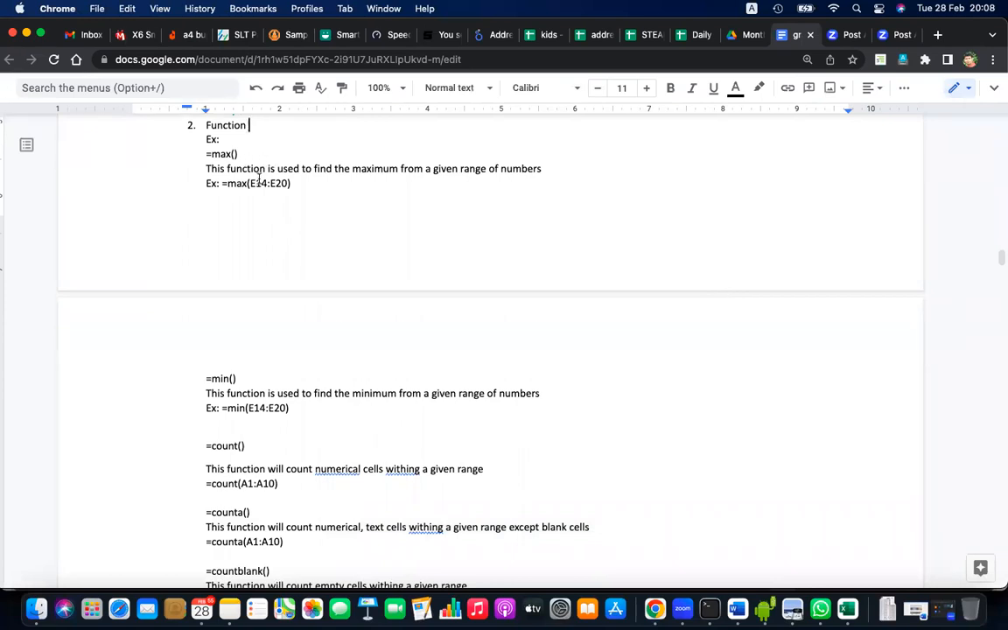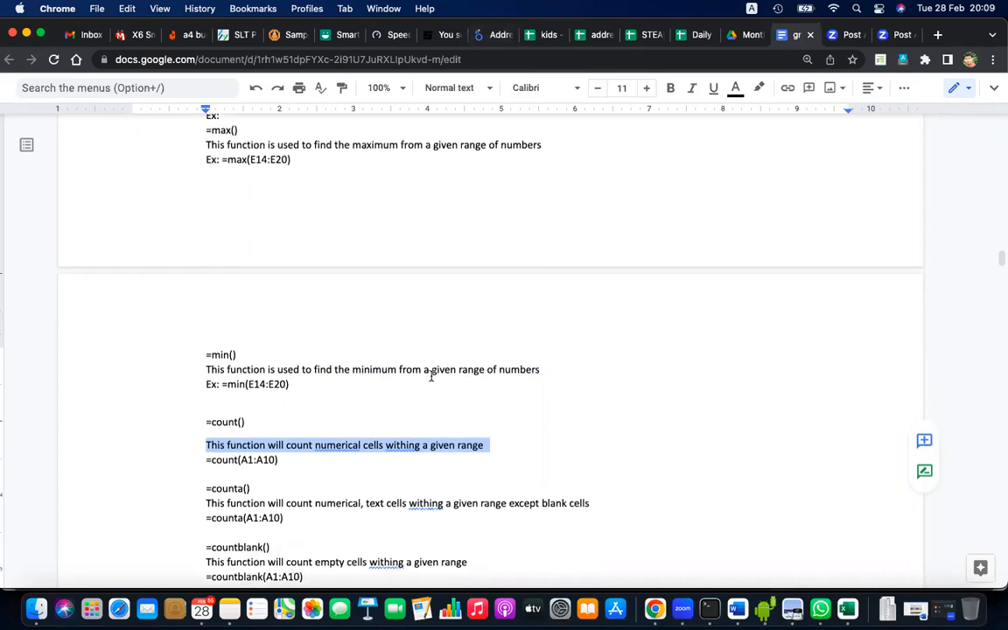Max will get the maximum. For today, you can just take a screenshot and write down. Min will give the minimum from a given range. Count will count the numeric values in the given range. CountA counts both numeric and text values in a given range.